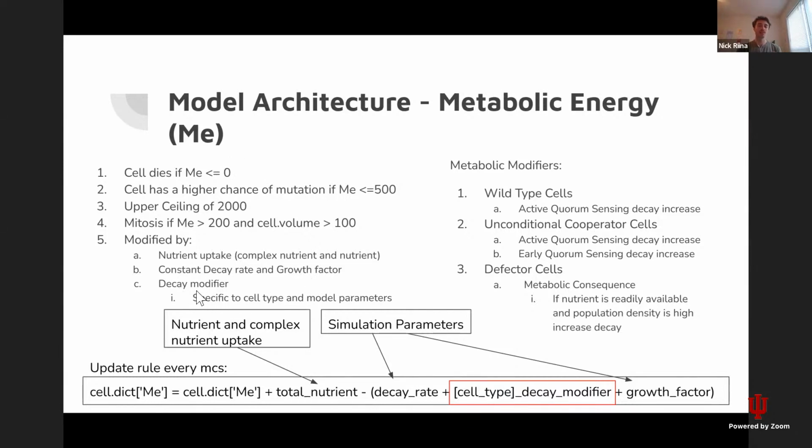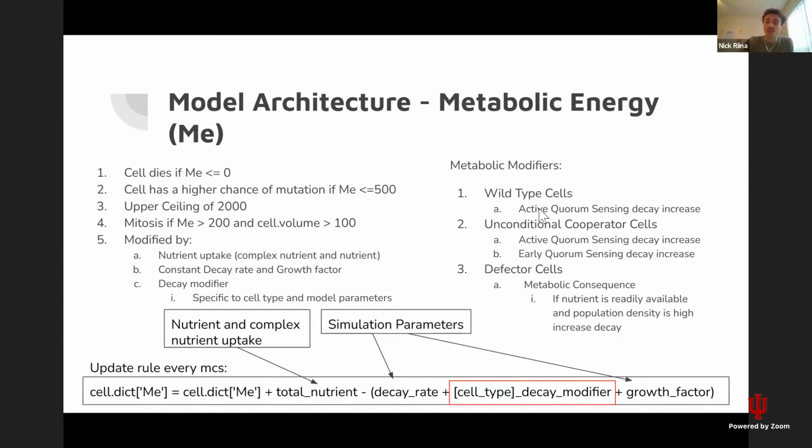So this is how we really differentiated the different cell types, with this decay modifier. So just in our update equation, you can see here's our total nutrient, adds to the metabolic energy, and then these three subtract: the constant decay, the factor for how much we grew that MCS, and then the unique metabolic modifier.